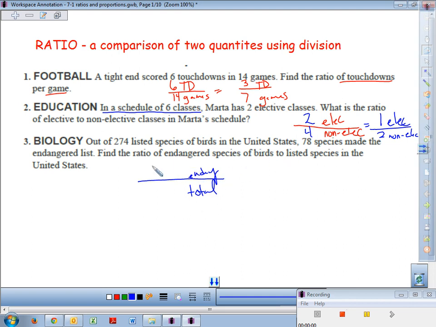So there were definitely 78 endangered, and you don't need to do any subtracting, and 196. 274 is the total number of species, and that will reduce to 39 endangered for every 137 total.